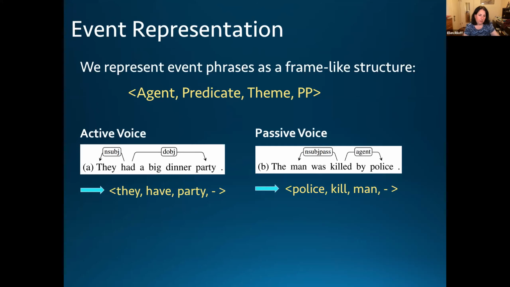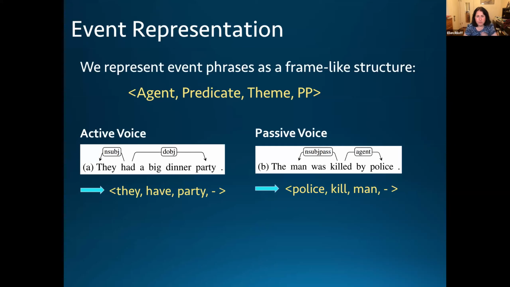So here's an example on the left, the active voice example. When we have a verb phrase in the active voice, we just pulled out the subject as the probable agent, the direct object as the theme, and used the lemmatized head nouns as the words in that 4-tuple. So they had a big dinner party would be extracted out into this tuple that's just they have party. If we get a passive voice construction, we would pull out the subject to be the object of the event and look for the by PP with the agent role to be the agent of the event. So the man was killed by police would be extracted into this tuple, police kill man.